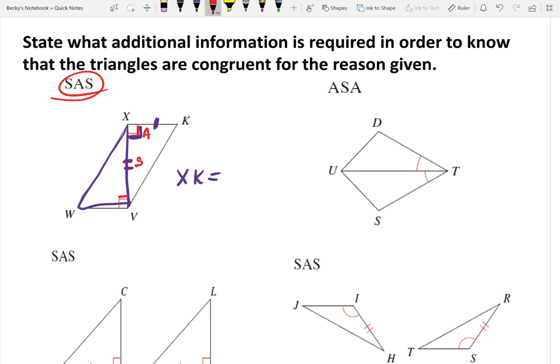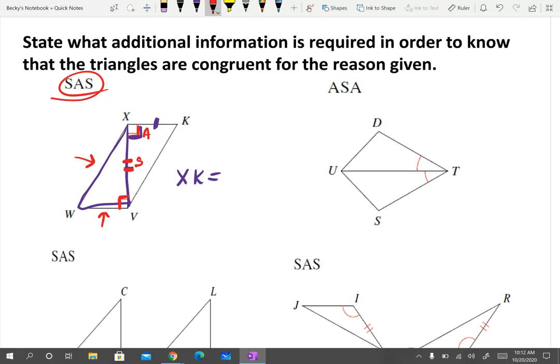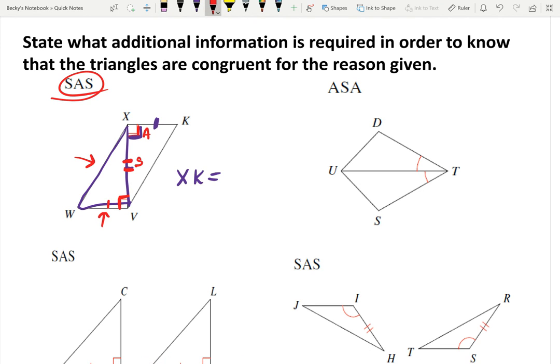So I have an angle and I have this side. Where should the other side go? Again, you have a choice of here or here. It needs to be where the angle is in between. So if my angle is here, I have to use this side right here. Okay, so the name of this side is WV.